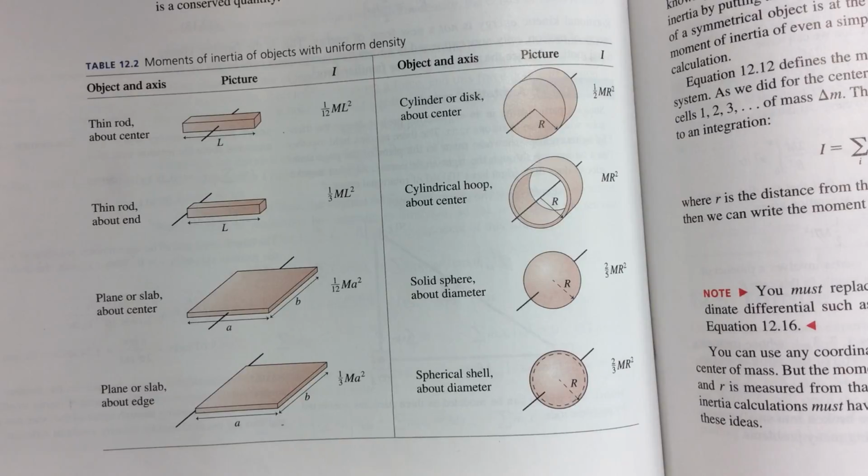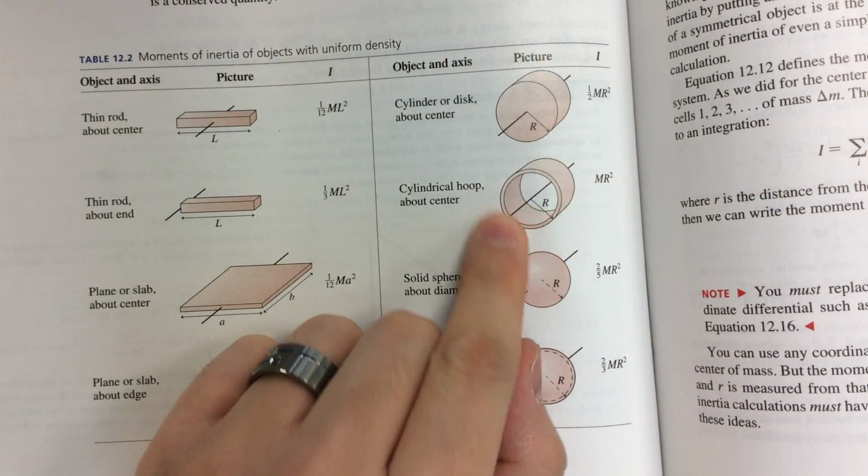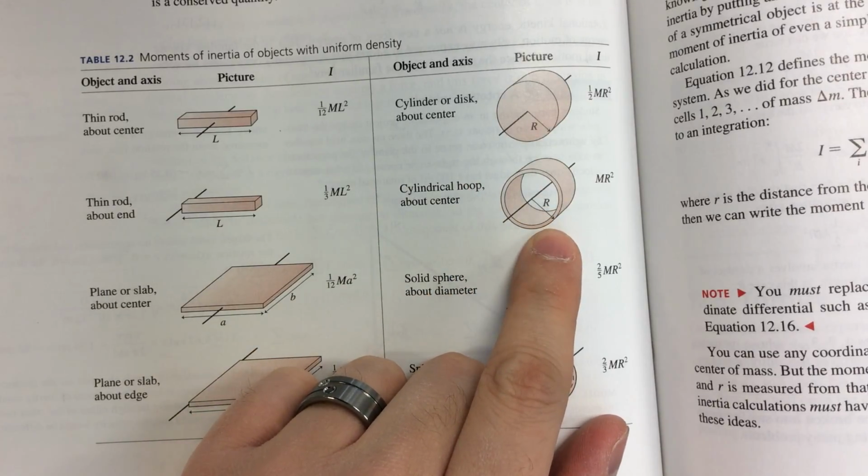Which one? The hoop, right? Just straight up mr squared. Which is actually really interesting, because if I took all of that mass and put it all in one particle at the edge and swung it around, that would also have a moment of inertia of mr squared. So it doesn't actually matter that the mass is distributed in this ring or hoop. The point is all of that mass is a distance r from the center.